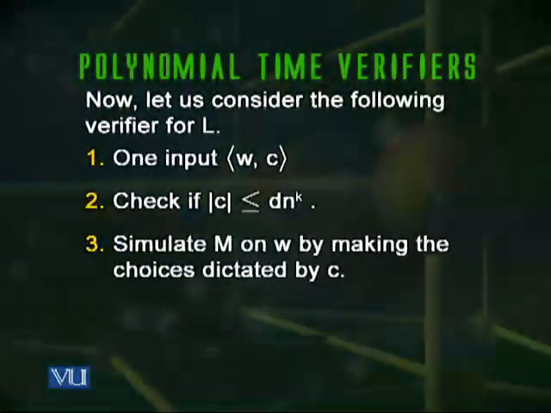So the W is the string that it wants to verify, it's in L, and C is the proof. It is going to interpret C as telling it which branch of the non-deterministic Turing machine to follow, which choices to make at every step. So what it will do, it will simulate the non-deterministic Turing machine on W by making choices which are dictated by C. So what is this verifier?